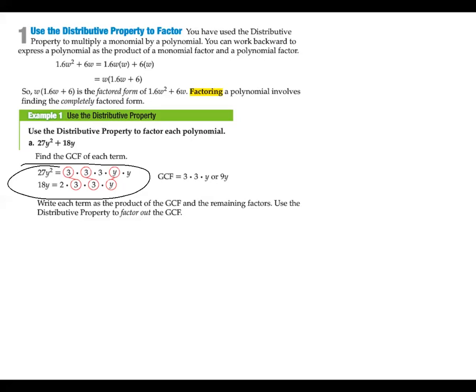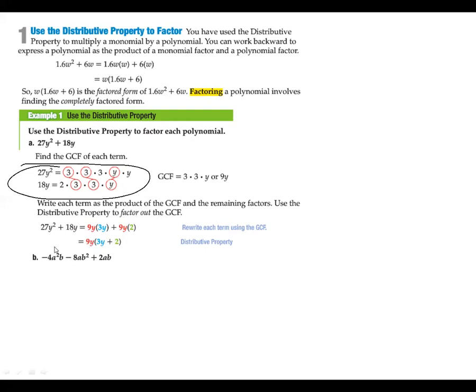Okay? So we can use the distributive property to factor out the GCF. So I can write 27y squared as 9y times 3y, and the 18y as 9y times 2. And then you undistribute or factor out the 9y, and you'd have 9y times 3y plus 2. So that's our answer, 9y times 3y plus 2. Now you'll know you're done with your answer if what's left in the parentheses has nothing more that you can factor out of it.